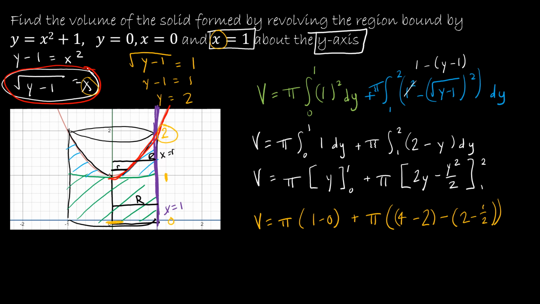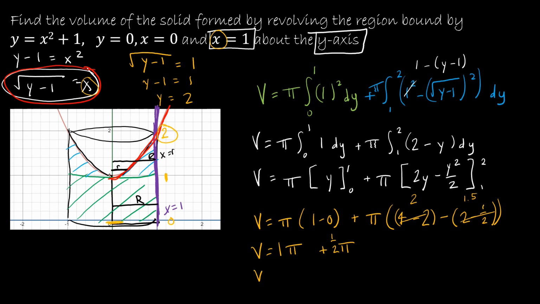And so again, I now have pi times 1, which I'm just going to write as pi, plus pi times, I'll go ahead and put the 1 in front just to keep track. Here I have 4 minus 2, which of course is 2, and then 2 minus 1/2, which is 1.5, and so I'm taking 2 minus 1.5, which gives me 0.5 or 1/2.